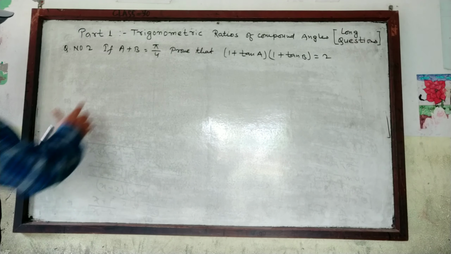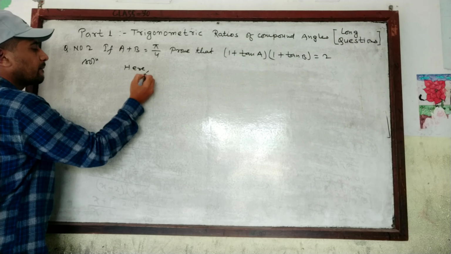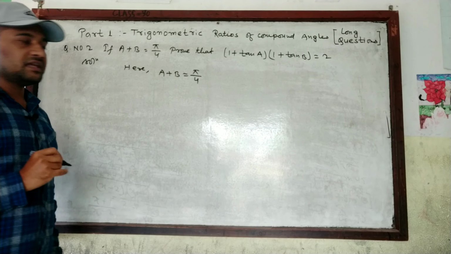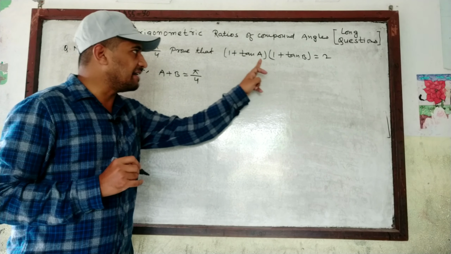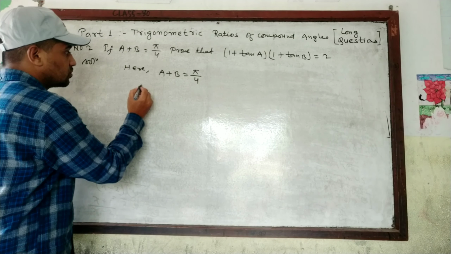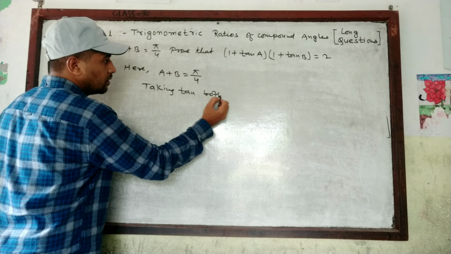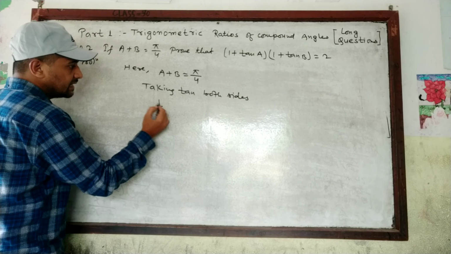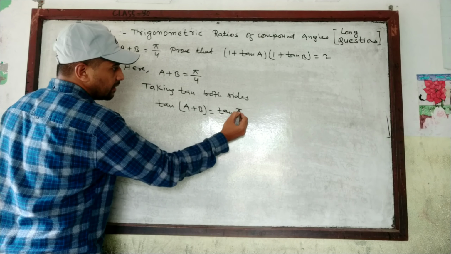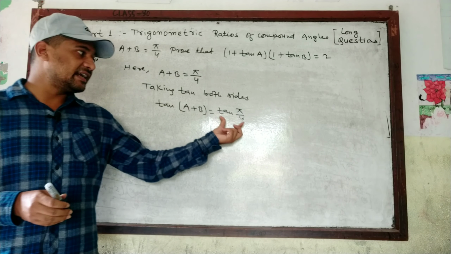So look here, if A plus B is equal to pi by 4, let's start the solution. Here what is given? A plus B is equal to pi by 4. We have to prove in the form of tan, so we have to take tan on both sides. Taking tan on both sides, tan(A plus B) is equal to tan pi by 4. Now this is in the form of tan(A plus B), and here tan pi by 4.